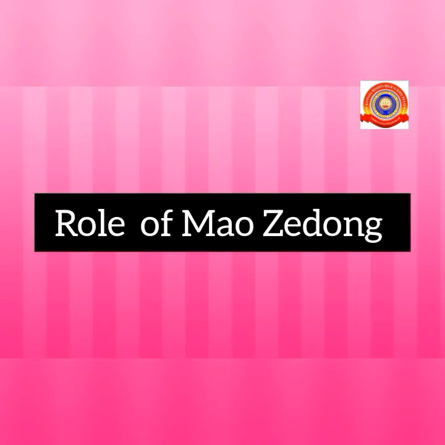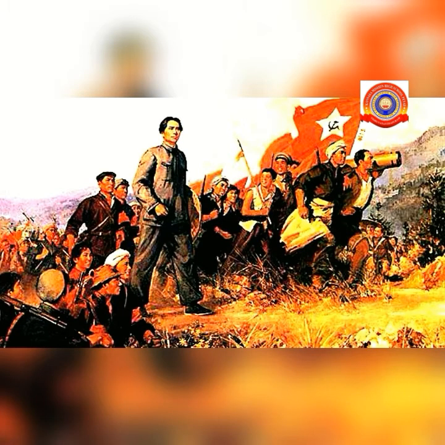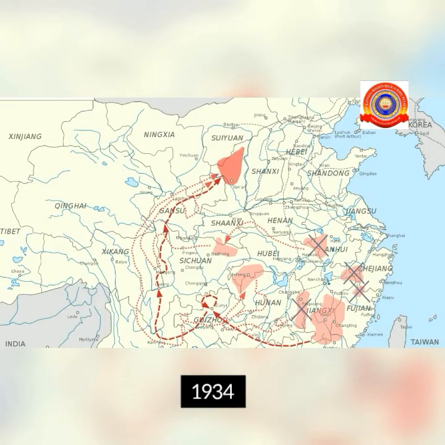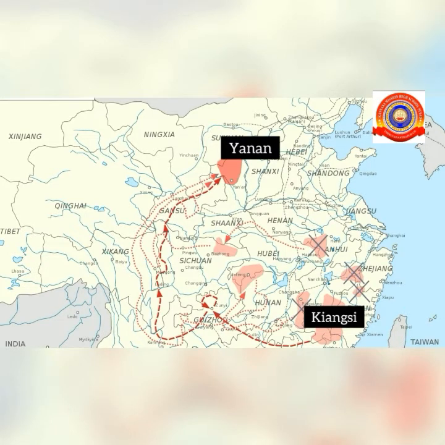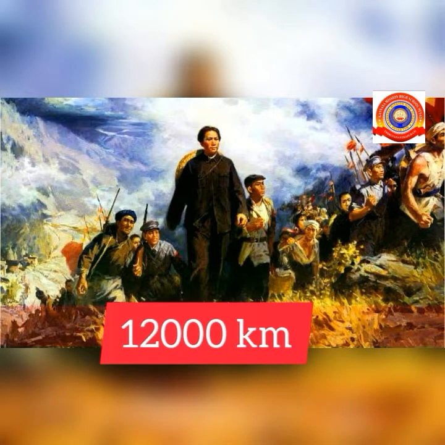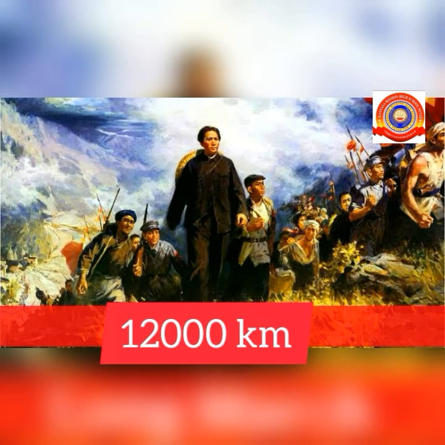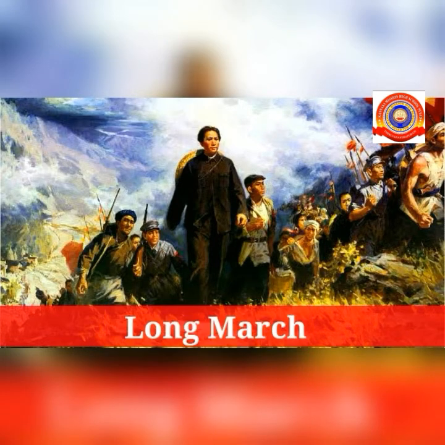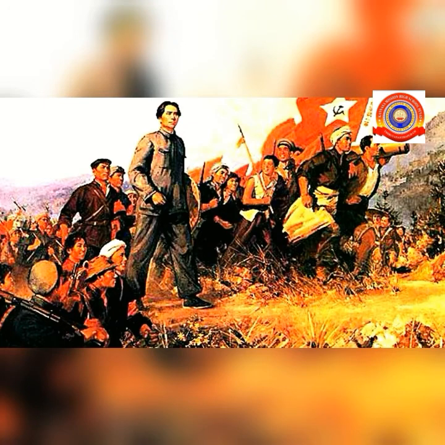Let's see the role of Mao Zedong in the Chinese Revolution. In 1934, under the leadership of Mao Zedong, a journey started from Jiangxi in South China. The adventurous trip ended at Yan'an in northwestern China. Throughout the journey, they seized agricultural land and villages from lords and distributed them among the farmers. The journey covered around 12,000 kilometers, so it is known as the Long March.